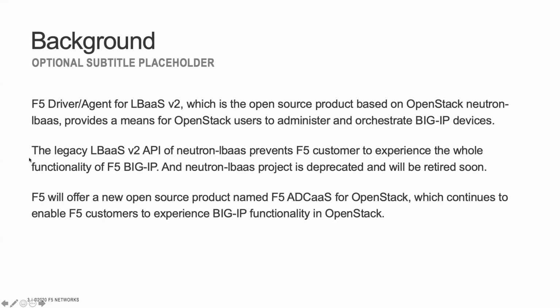But the current situation is the legacy LBaaS V2 API of Neutron LBaaS has become deprecated and will be retired soon. So we have to move to a new architecture, which can offer you a better user experience and the whole functionality of BIG-IP.